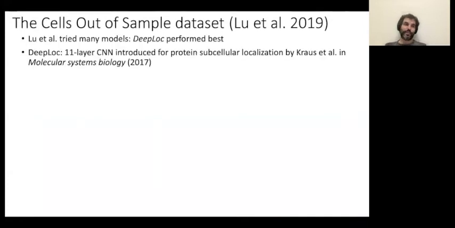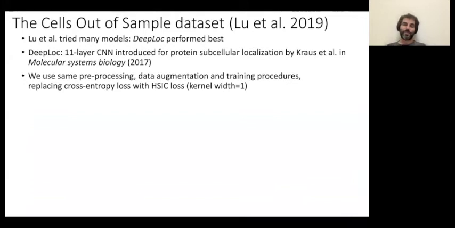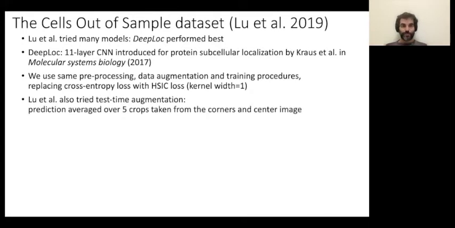And what they showed, they had some deep learning architecture, which I won't go into, which performed best. And what we did was simple. We took the same architecture that performed best and just switched the loss. So we took the ordinary cross entropy loss and switched it with HSIC loss with kernel width one. It's very simple, and we have code for the HSIC loss. It's very easy to optimize over. And they also had this test time augmentation where their prediction was averaged over 5 crops taken from the corner and center of the image. And we also tried that because that really improved performance in their paper.